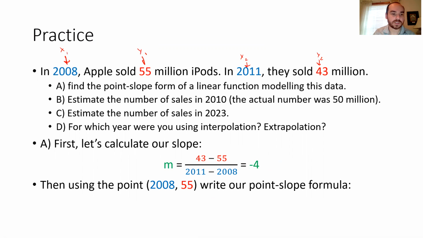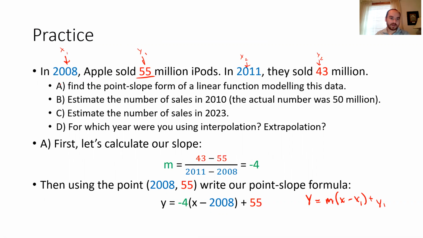So then we can use our smallest point. We're going to use the smallest point in terms of x. That just makes things a little bit easier. So using the point (2008, 55), we can write our point slope formula. And that's y equals -4(x minus 2008) plus 55. Remember, the general formula for point slope form is y equals m(x minus x1) plus y1. And since our y1 is 55 and our x1 is 2008, we plug those in for x1 and y1, we get this. So this is our answer to A.